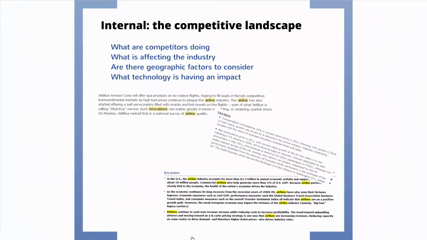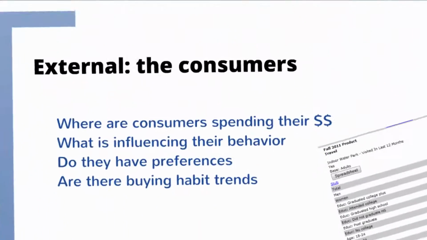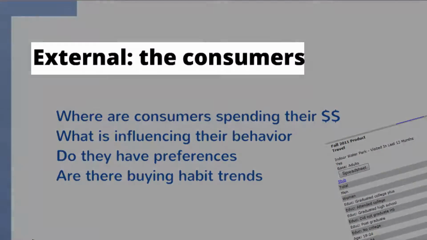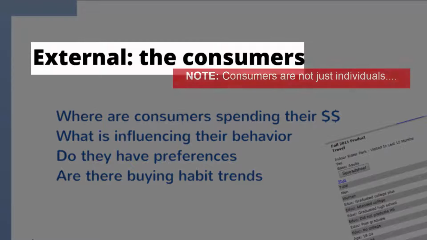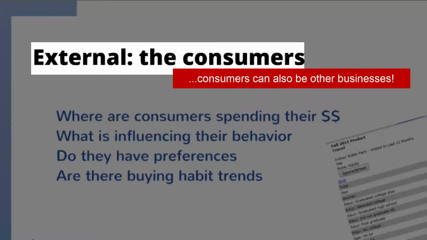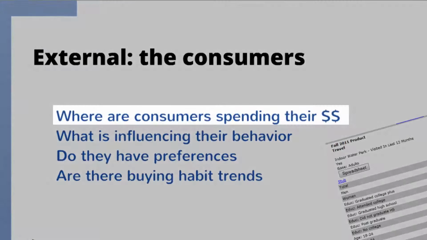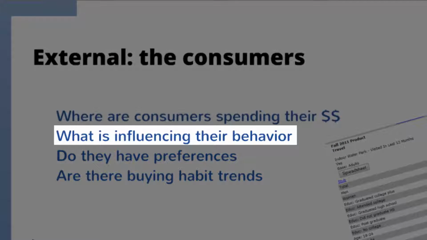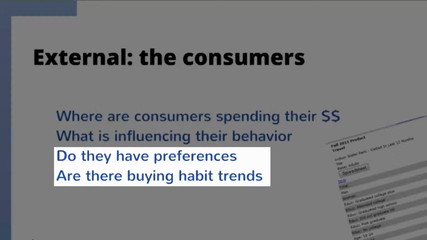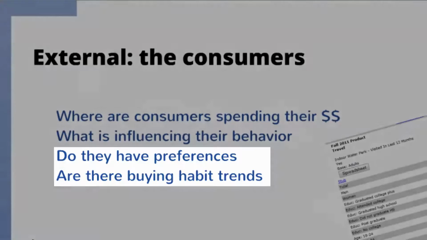And we'll jump back into the external situation. Notoriously, the external situation is all about the consumer. Now, the consumer could be another business. This is a very generic idea, consumer. If there's a lot of business-to-business activity for any given company in an industry, those potential customers are their consumers. But where are they spending their money? What's influencing their behavior? Do they have specific preferences or habits that are affecting them?